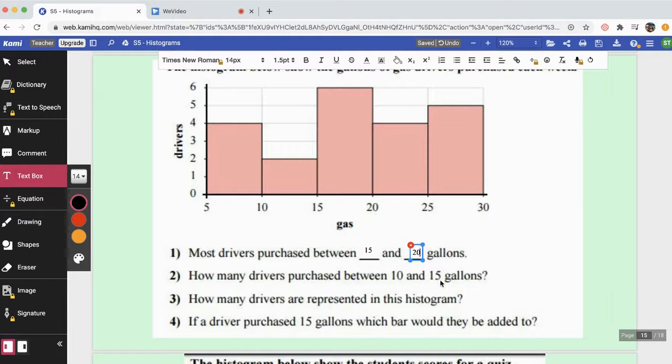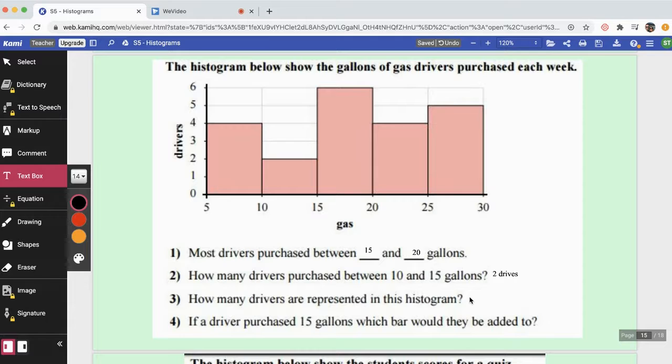How many drivers purchased between 10 and 15 gallons? So between 10 and 15 right here, I look at the height, and that corresponds with 2 drivers. So 2 drivers purchased between 10 and 15 gallons.